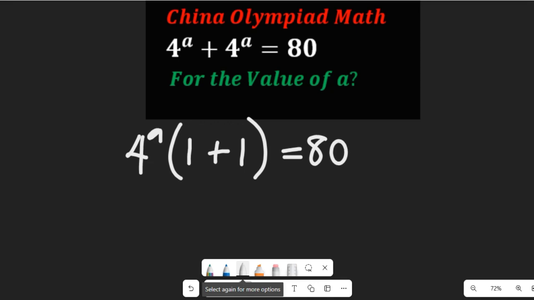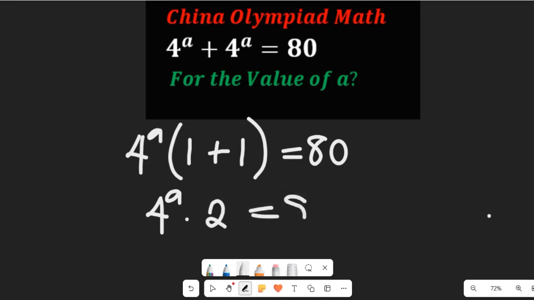Now in the next step, what we are going to do is to simplify. We'll have 4 to the power of a multiplying 1 plus 1 is equal to 2, and this will be equal to 80. So why do we go about solving it this way? You're going to find out.